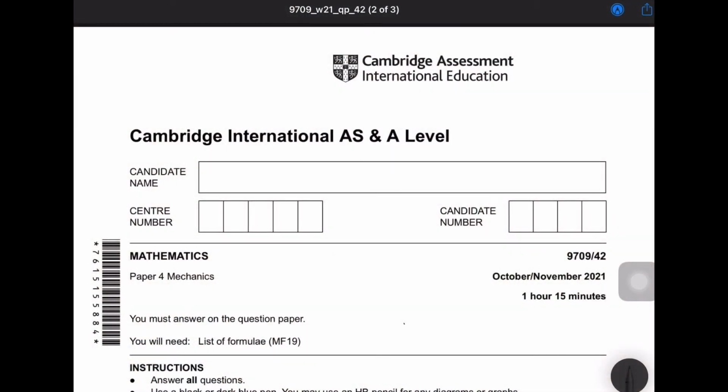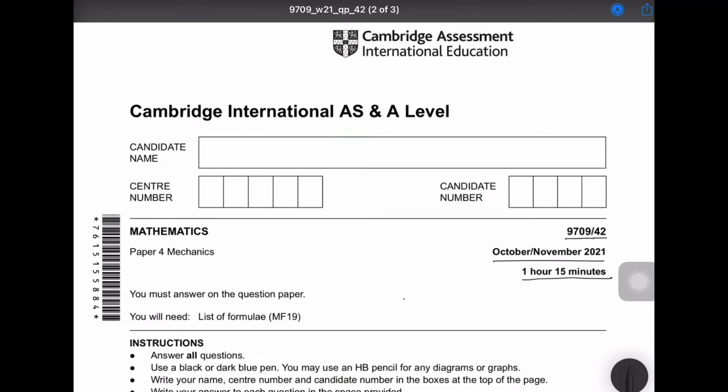This is Winter 2021 variant 42 mechanics for A level. Welcome you all, mechanics. This is Cambridge International AS and A level exam. It is paper 4. This is for October November 2021. Its subject code is 9709. Its variant is 42. Its exam duration is 1 hour 15 minutes.